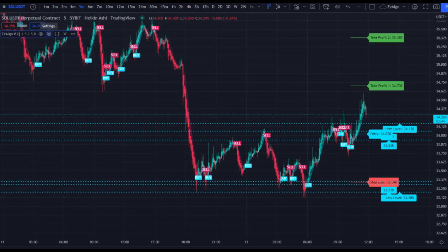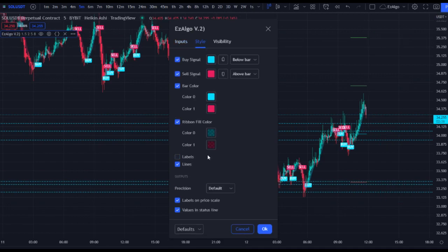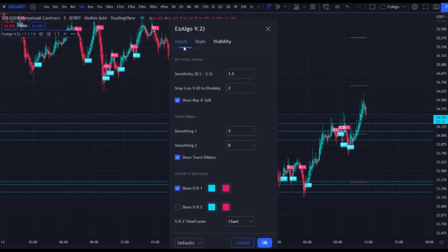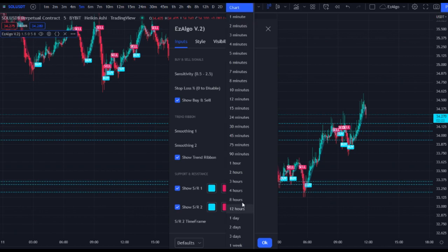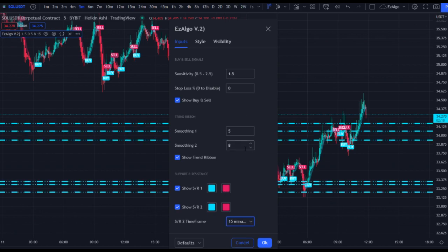So we're going to go into settings and go to style and turn off the labels. Okay, we don't need labels. And we're also going to set the stop loss to 0 because we're not going to be using the stop loss for scalping this way. All right. Then we're going to turn on SR2, and in this example we're going to be using the 5-minute time frame, so we're going to be using levels from the 15-minute time frame.